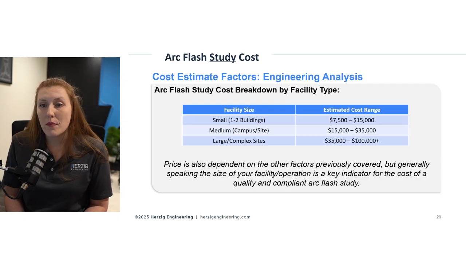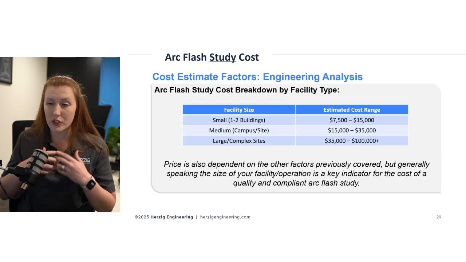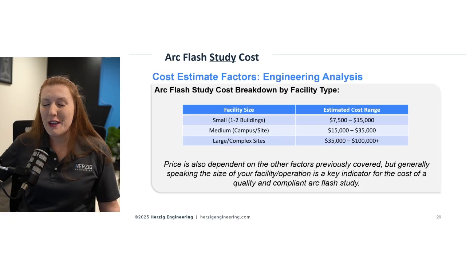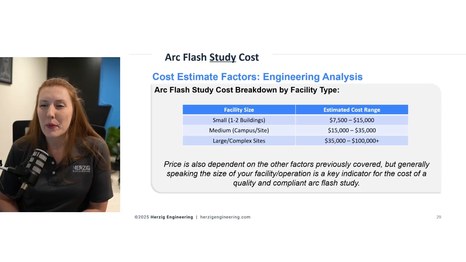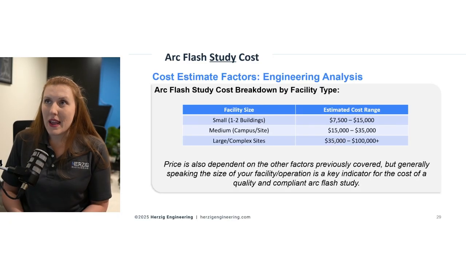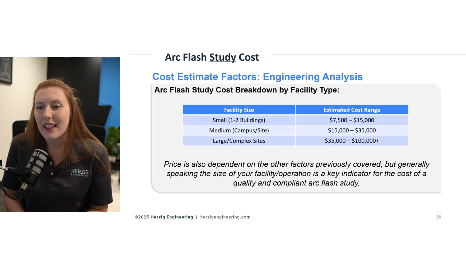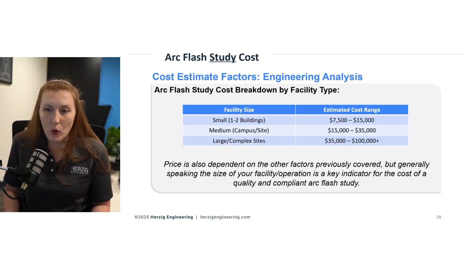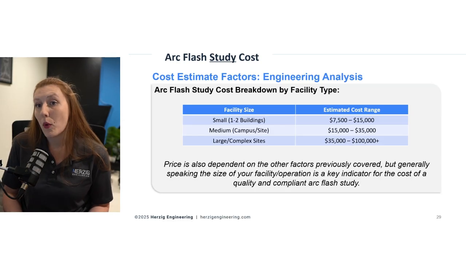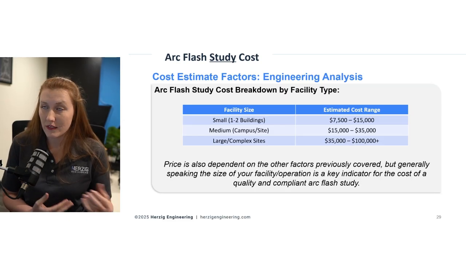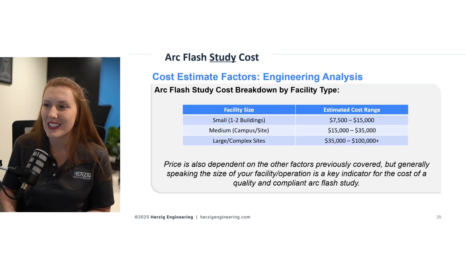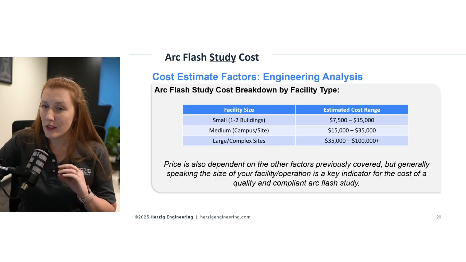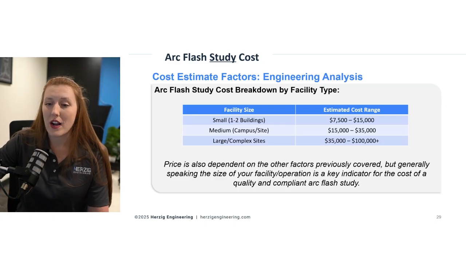Some of those large complex sites that have just sprawling acreage of different facilities and operations, major massive data centers and things like that, yeah, it's gonna be on the higher end. More equipment, more square footage, more to include in the engineering analysis. Okay, hopefully this isn't super big sticker shock to some people.